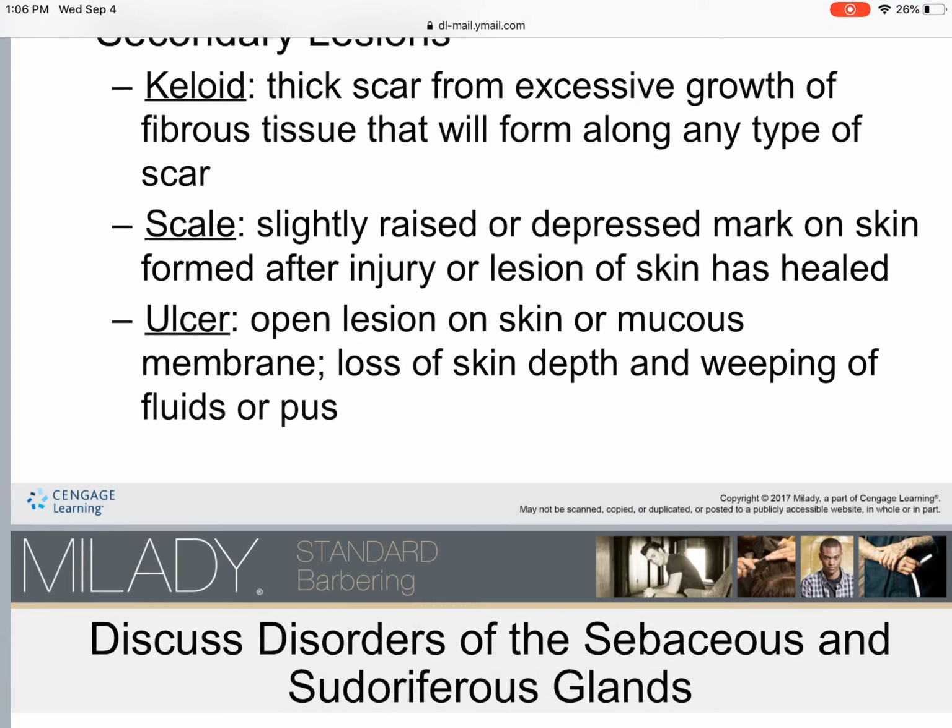So please familiarize yourself with those primary and secondary lesions. And although we as barbers cannot treat those, it's great for us to be able to identify them, because sometimes, especially with cancer, you usually start with a small form of cancer and it can grow into more. But if we identify it early, we can probably save lives.